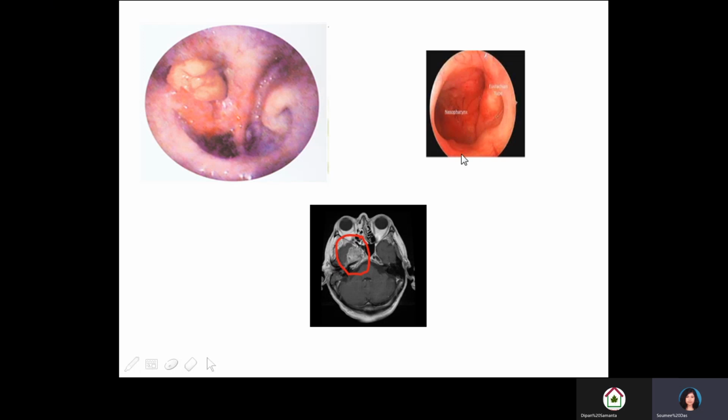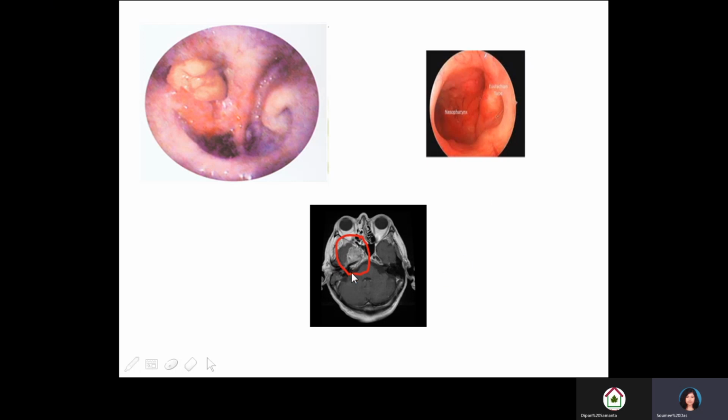Okay, next is, here you can see that the mass is in the pharynx. There is a mass in the pharynx, this one. Okay, and the entire epithelium of the pharynx is congested and the blood vessels are engorged, and some sort of bleeding is also there. So this is another classical feature of NPC or pharyngeal carcinoma.